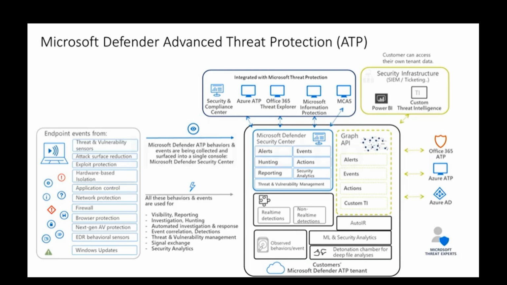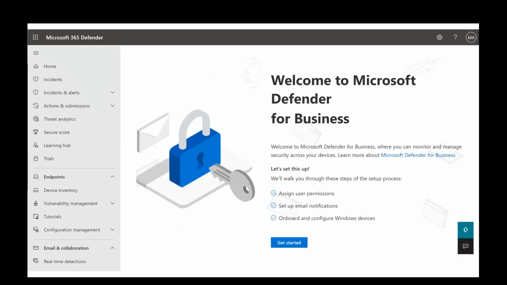So let's talk about the initial setup, right? So if you end up with a business premium and you go to security.microsoft.com, the first time you go in there, you will see a screen like this, welcoming you to Microsoft Defender for Business. Again, good old wizard here. So again, click on the wizard to start it off.